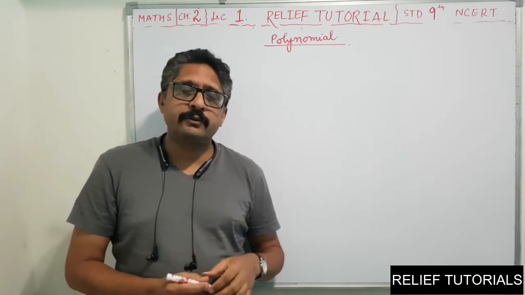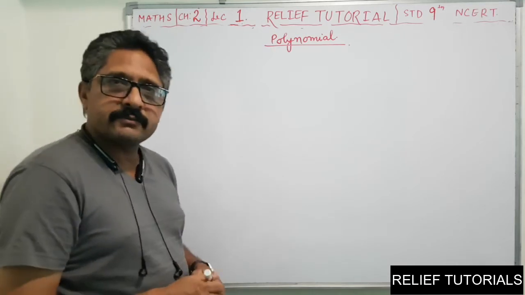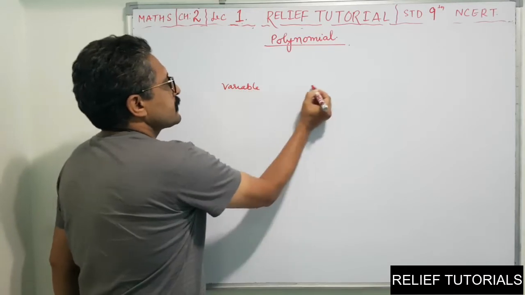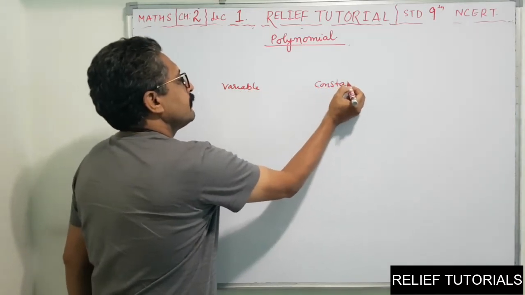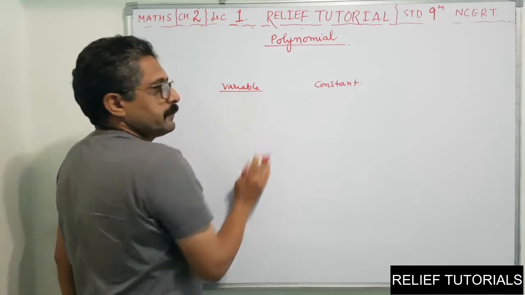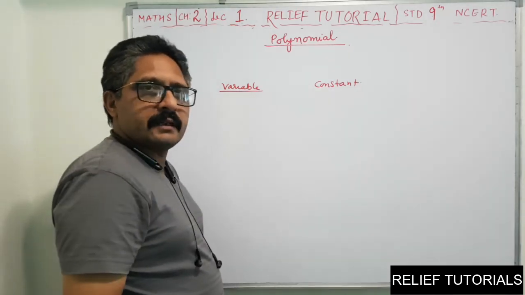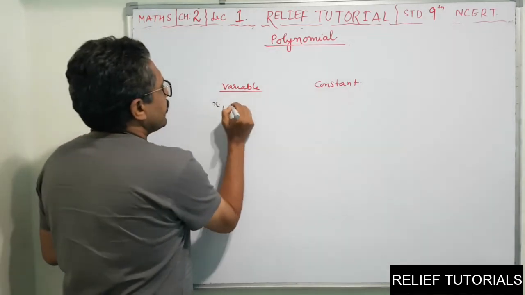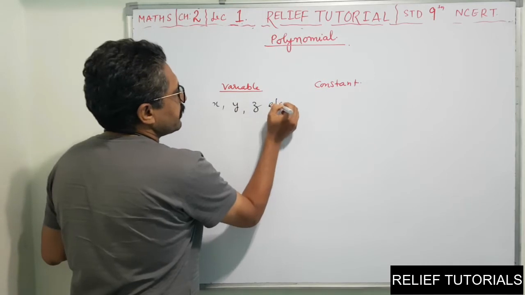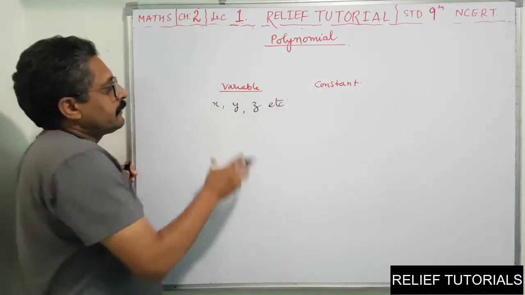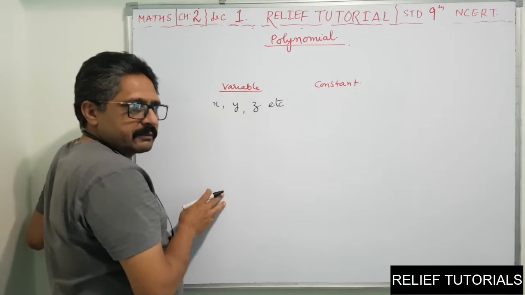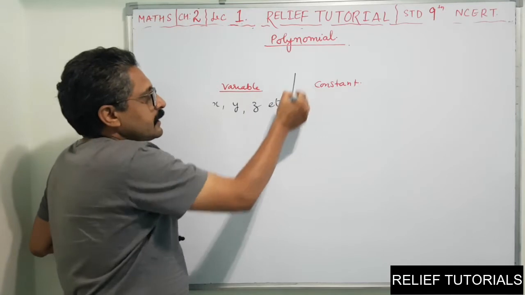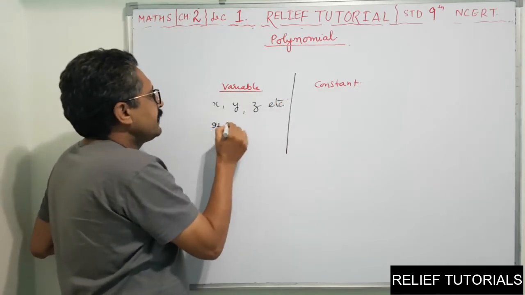First of all, you should know we are going to discuss two terms. One is variable, another is constant. Do you know what variables are? Generally, variables are denoted by symbols x, y, z, and variables can take any values. The values of a variable keep on changing.